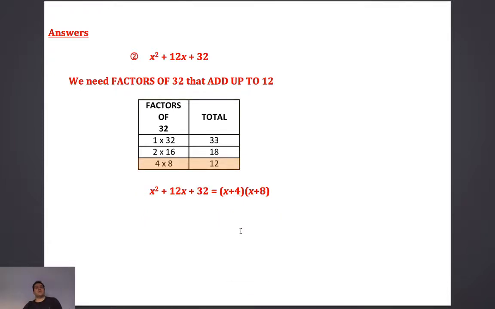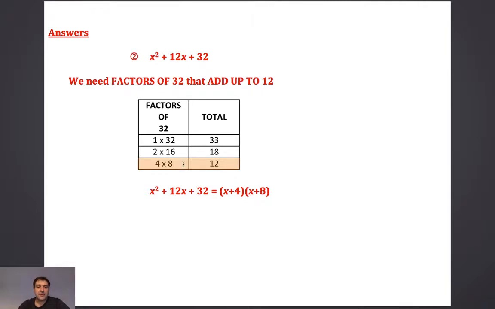Second one, x squared plus 12x plus 32. So factors of 32 that add up to 12. I went through all the possible factors of 32: 1 times 32, 2 times 16, 4 times 8. The next one would have been 8 times 4, but I've already got that really.